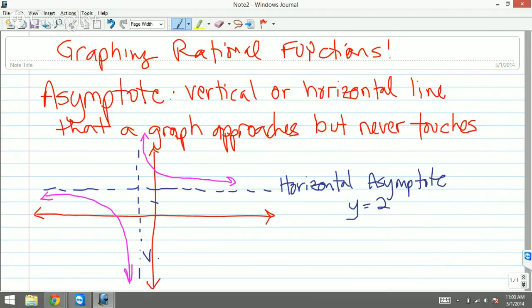This is a vertical asymptote at x equals what? -1. That's 1 to the left. Can you explain the vertical one? Yeah, we're at -1 on the x-axis. X equals -1. And it's, again, a line that the graph approaches but never touches.